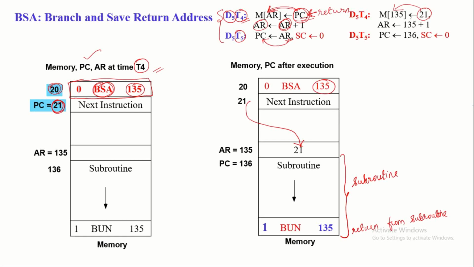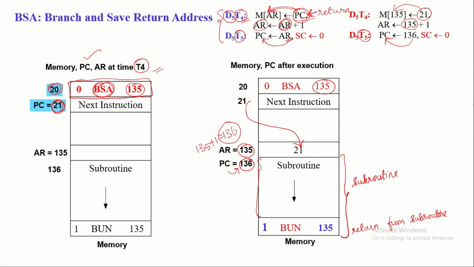Okay, after this, what has to be done? The address value needs to be incremented. So the address register value needs to be incremented. When it is incremented, it will be 136. So now this incremented value needs to be transferred to the program counter in the next timing signal. In the next timing signal, the program counter register receives the incremented value. So, from the next clock cycle onwards, the execution of the subroutine will take place sequentially, one by one.